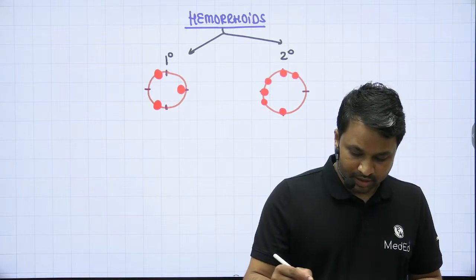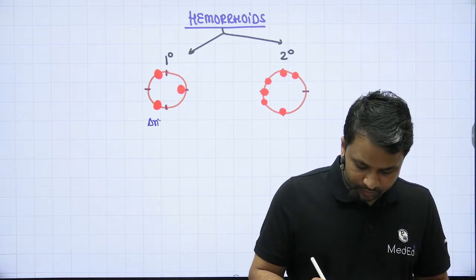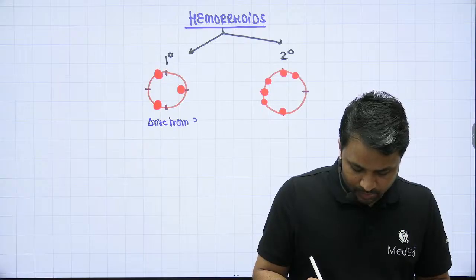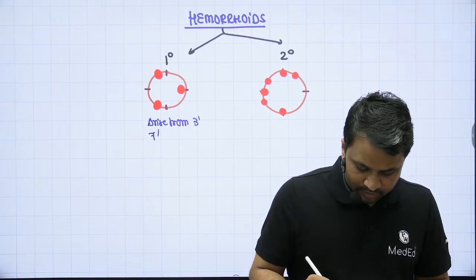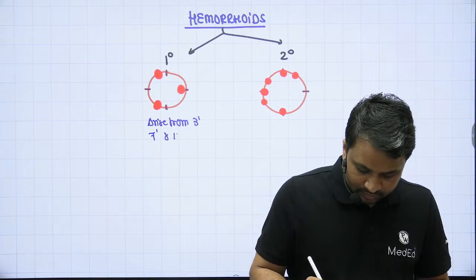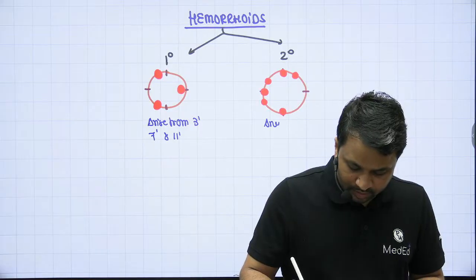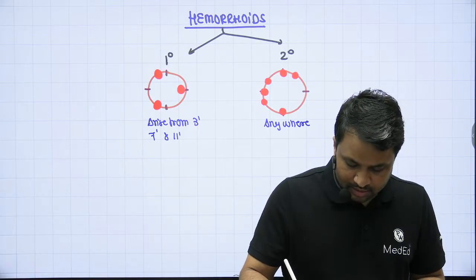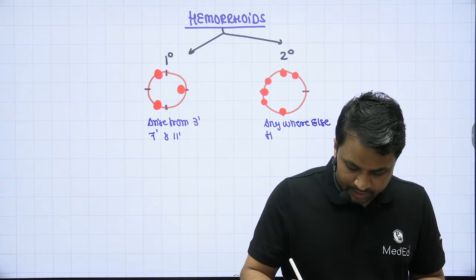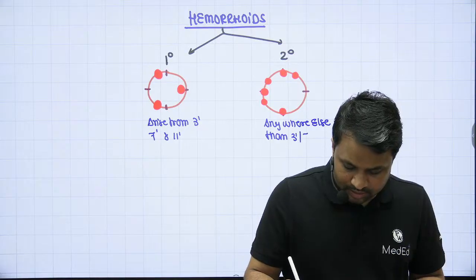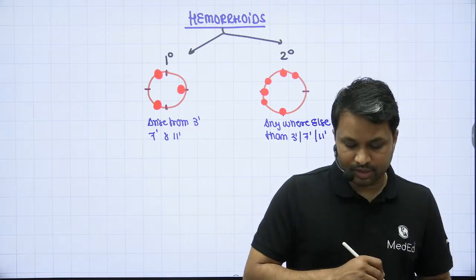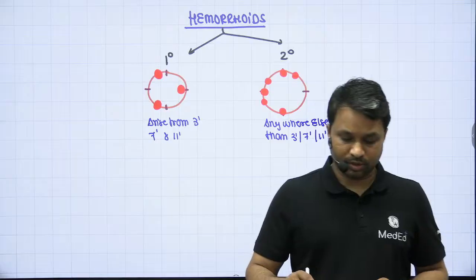So hemorrhoids, if they arise from 3, 7 and 11, are primary. Anywhere else than 3, 7 and 11 is what we call the secondary hemorrhoids, right?